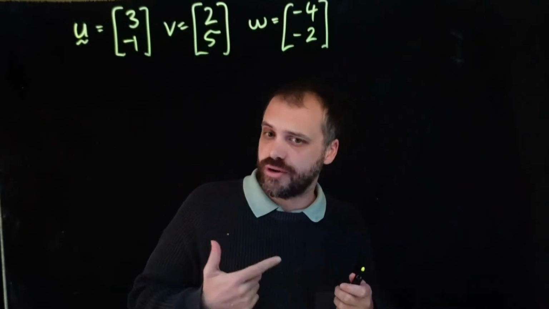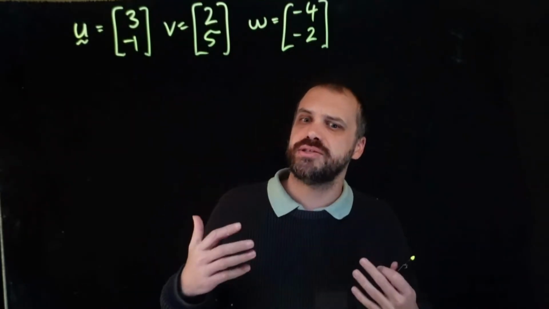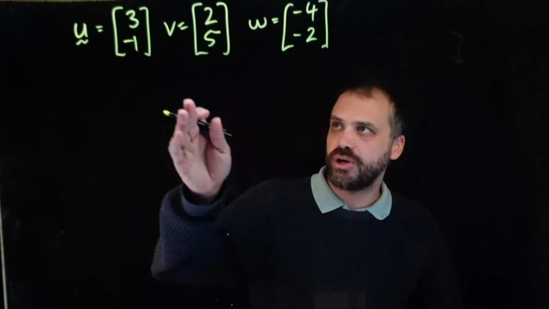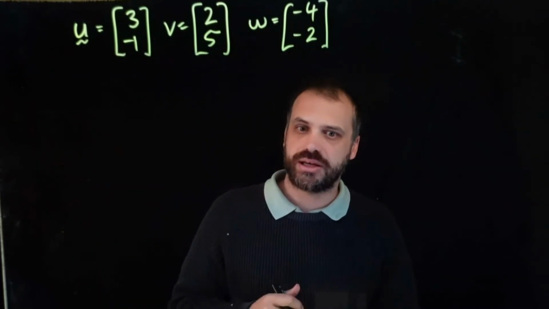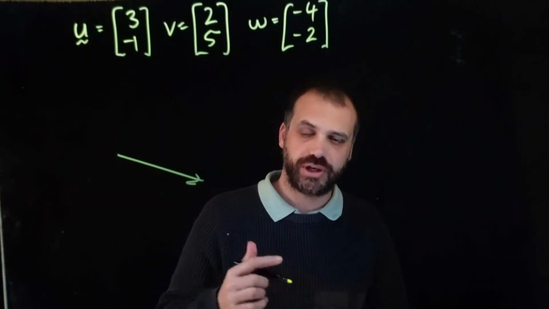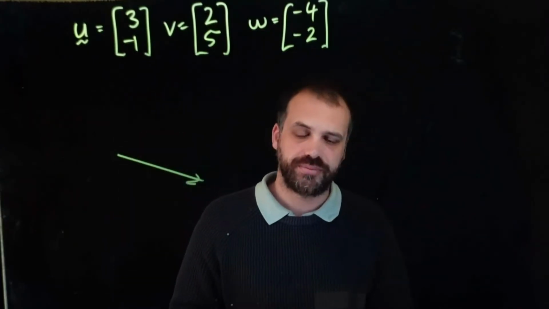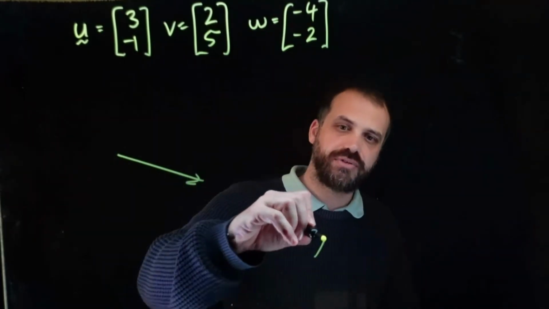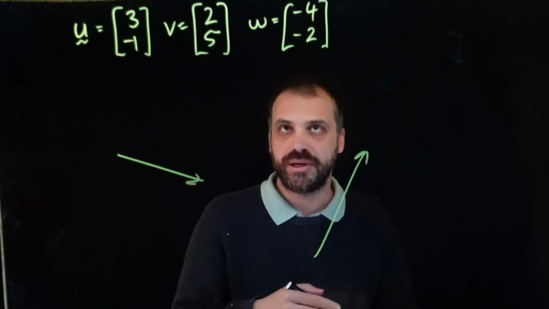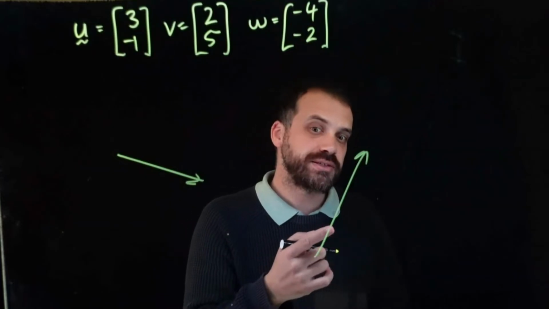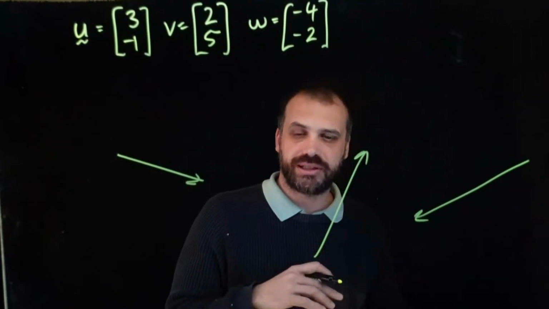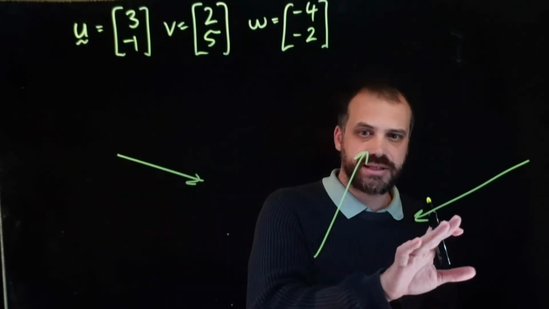What you want to strive for is the same kind of sense when you look at these column vectors, right? So when I look at this column vector, 3, -1, I have a sense that it looks something like that, because it's moving 3 across and 1 down. When I look at the column vector 2, 5, I have a sense that it looks something like that because it's 2 across and 5 up. When I look at this one, I have a sense that it's -4 and -2, so it looks a little more like that. U, V, and W.